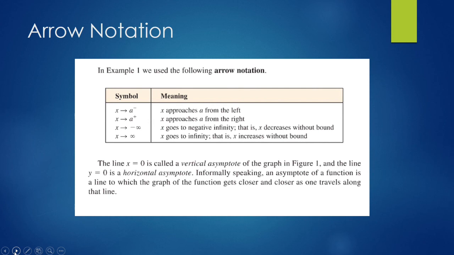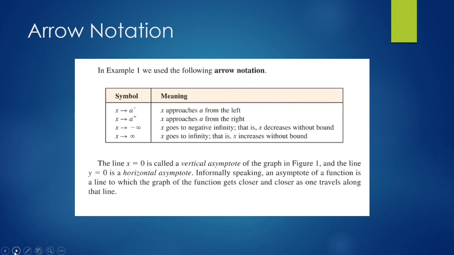The arrow notation that I was discussing before, just to review that, the first symbol says x approaches a from the left. All right, that's what the little negative sign tells us. The second one is x approaches a from the right, meaning from positive infinity. You can think of it as positive infinity is on the right-hand side, so you'll see the little plus sign.